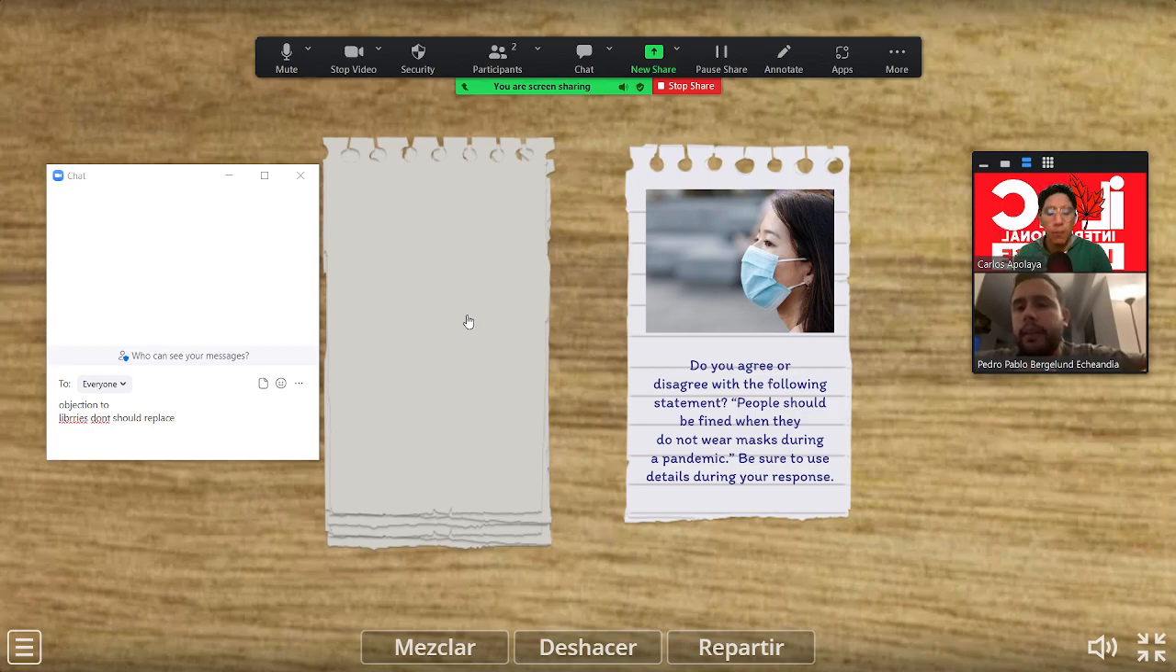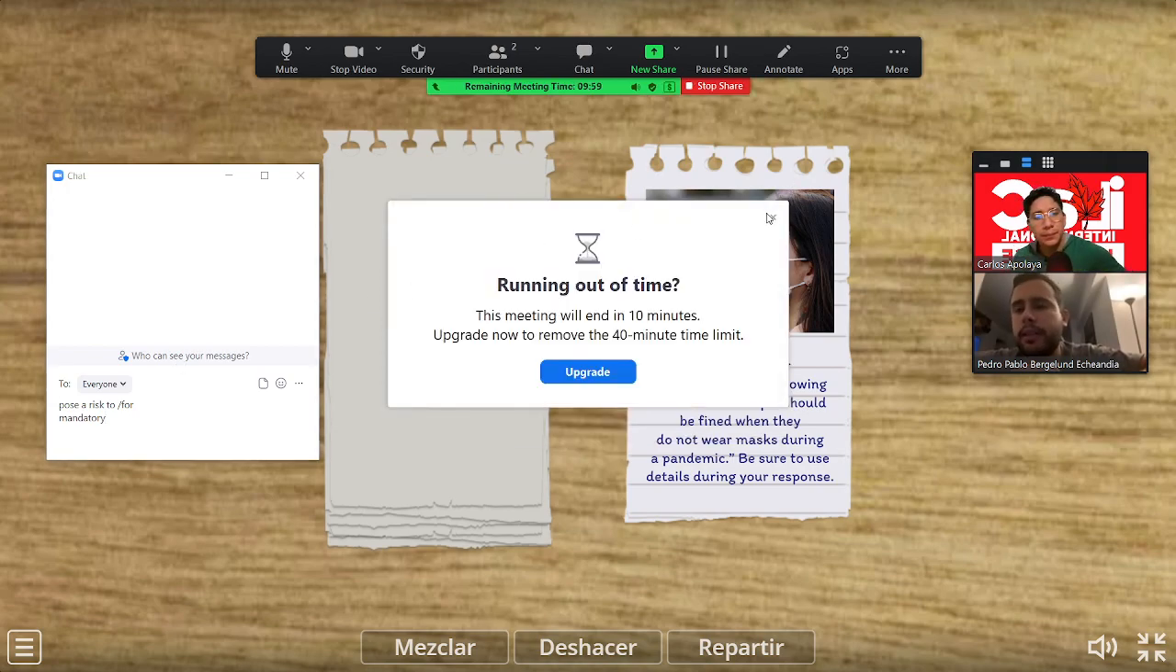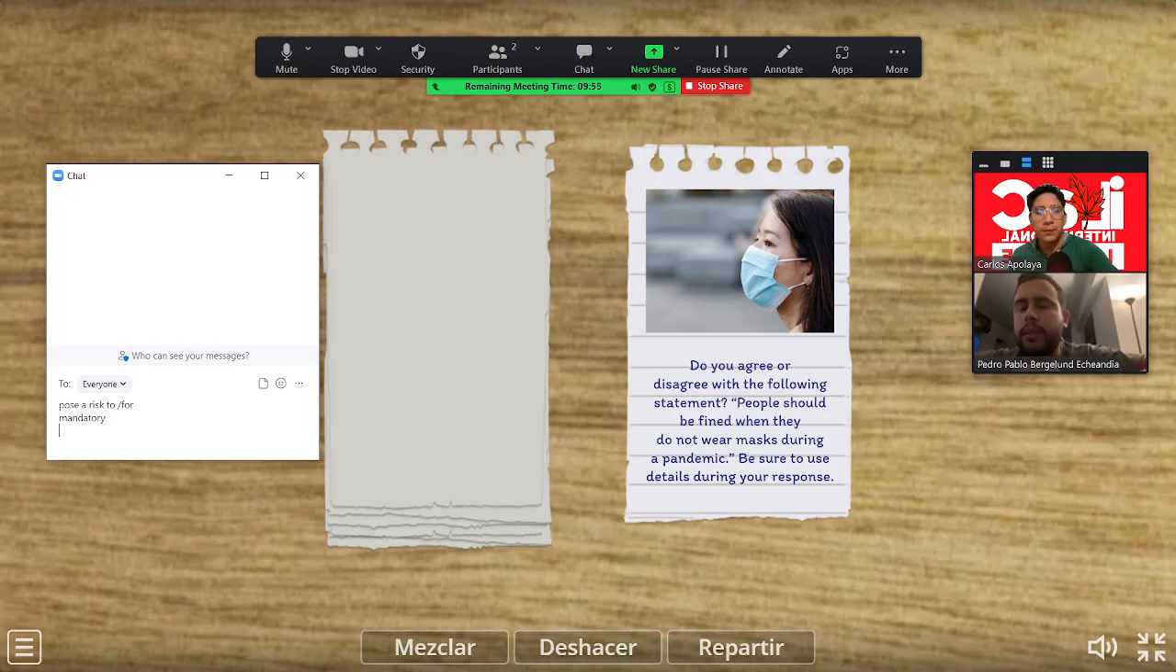Well, to my mind, I disagree with this statement because not any places pose a risk for to get COVID, and it mustn't be a law. No, ayer era obligatorio, empezaba con M, ¿te acuerdas de esa palabra? It mustn't be mandatory to wear a mask in any places, just in the places that pose a risk from people for people.